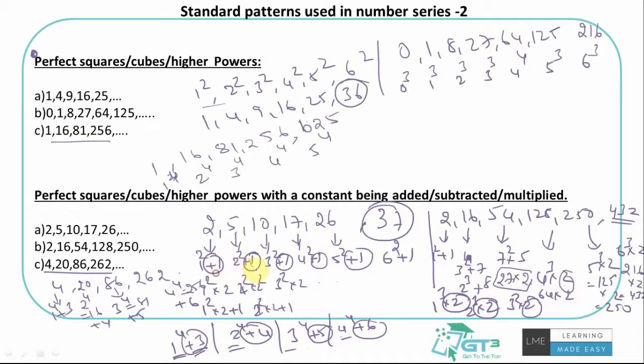Unlike here I was only adding 1, 1, 1 and 1. Here I am actually adding a series of numbers which are following a pattern like 3, 4, 5, 6. So the next term would be 5 power 4 plus 7. Right, so 5 power 4 is 625 plus 7 is 632 would be the answer for the next term.